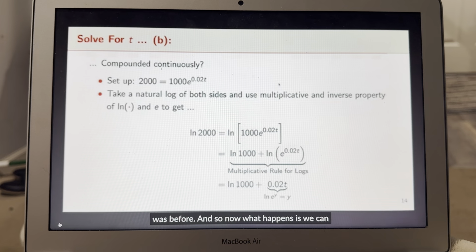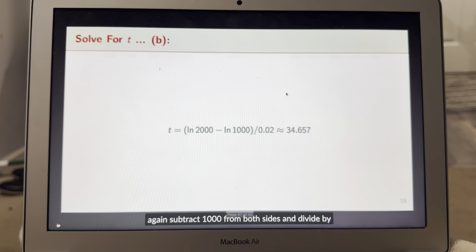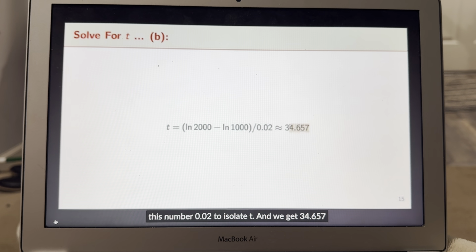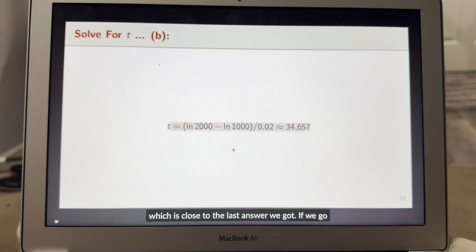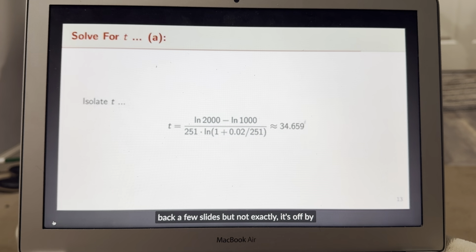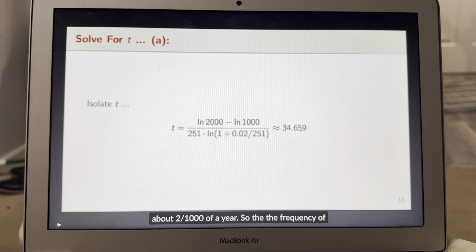And so now what happens is we can again subtract ln 1000 from both sides and divide by this number 0.02 to isolate t, and we get 34.657, which is close to the last answer we got if we go back a few slides, but not exactly. It's off by about 2 1,000ths of a year.